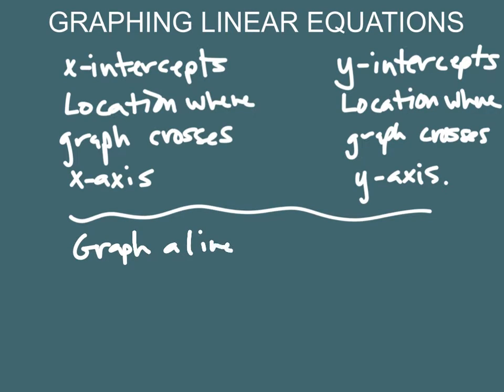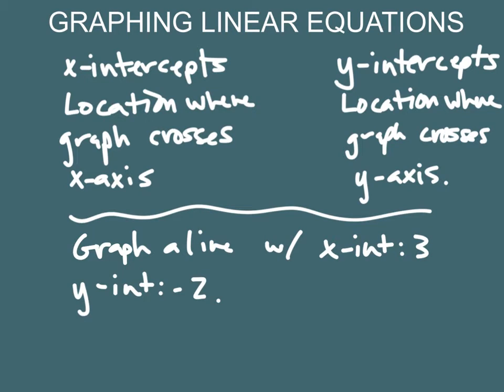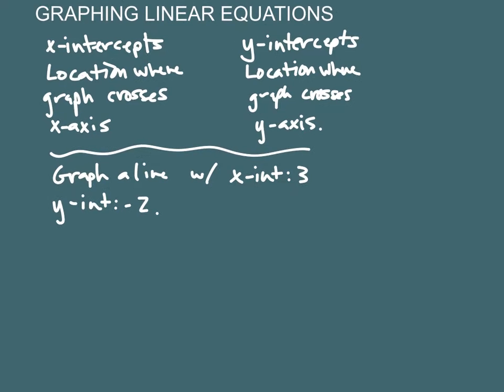And so if I wanted to graph a line with an x-intercept of, say, 3 and a y-intercept of -2, all right, let's go ahead and do that. So if I wanted to just draw a graph, here's my x-axis, here's my y-axis. I have an x-intercept of +3, so I'm going to plot that point here. And then I have a y-intercept of -2, and I'm going to plot that point at -2.